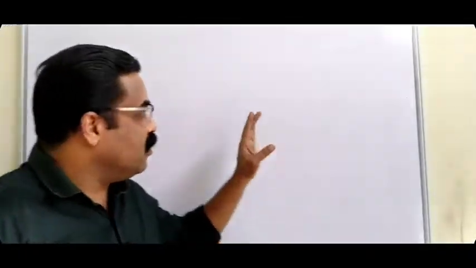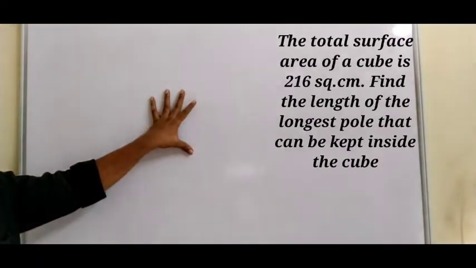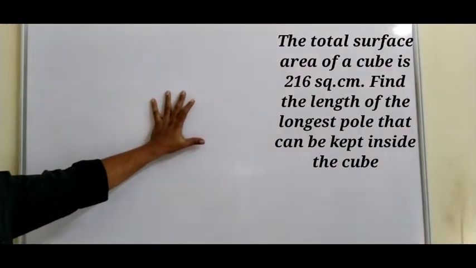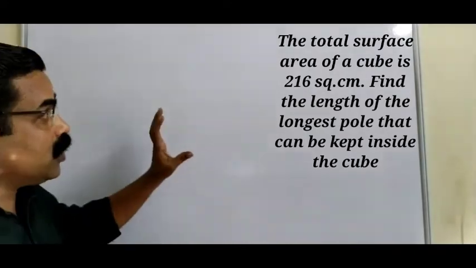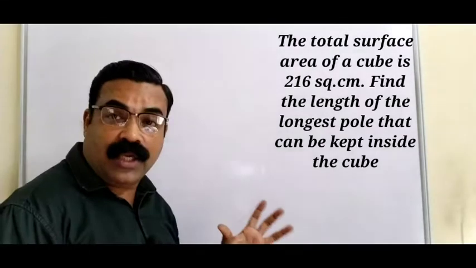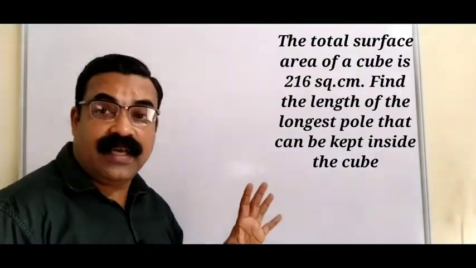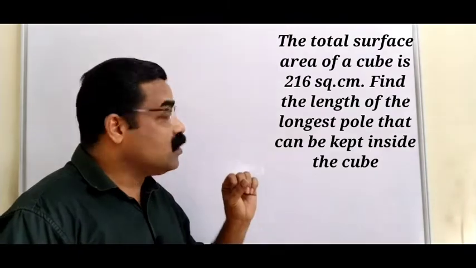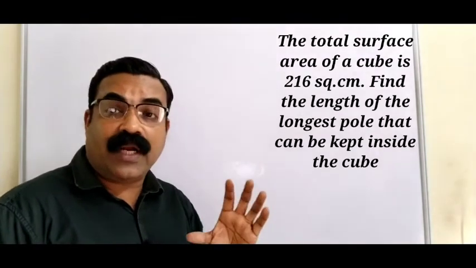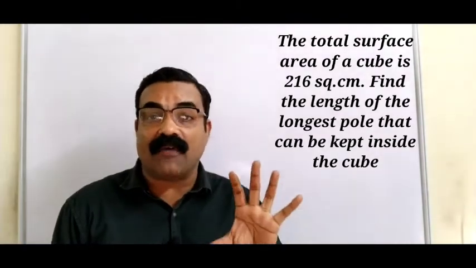Here is your next question. What's the question? The total surface area of a cube is 216 square centimeter. Find the length of the longest pole that can be kept inside the cube. So here again the question is about a cube, and the total surface area of the cube is given to you, 216 square centimeter. First we should understand what the total surface area of a cube is.